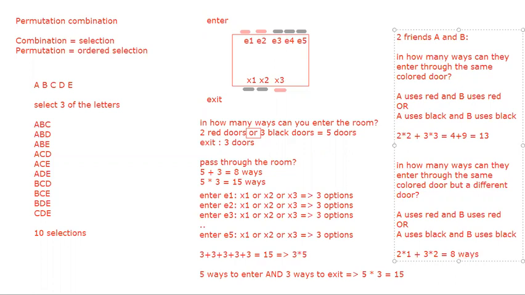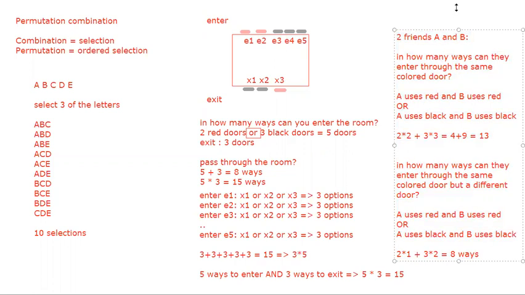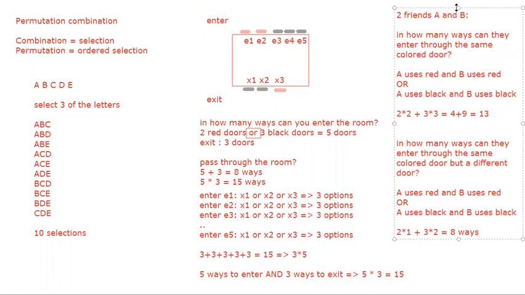Was this logic clear? Yes, sir. So be very clear about when we are going to multiply and when we are going to add. Okay. This is going to be the most important part of your permutation combination stuff.